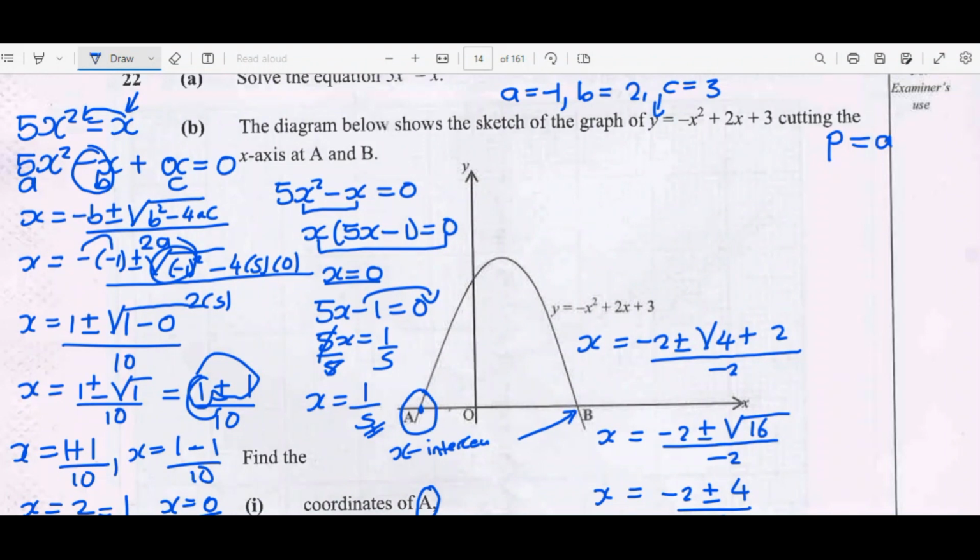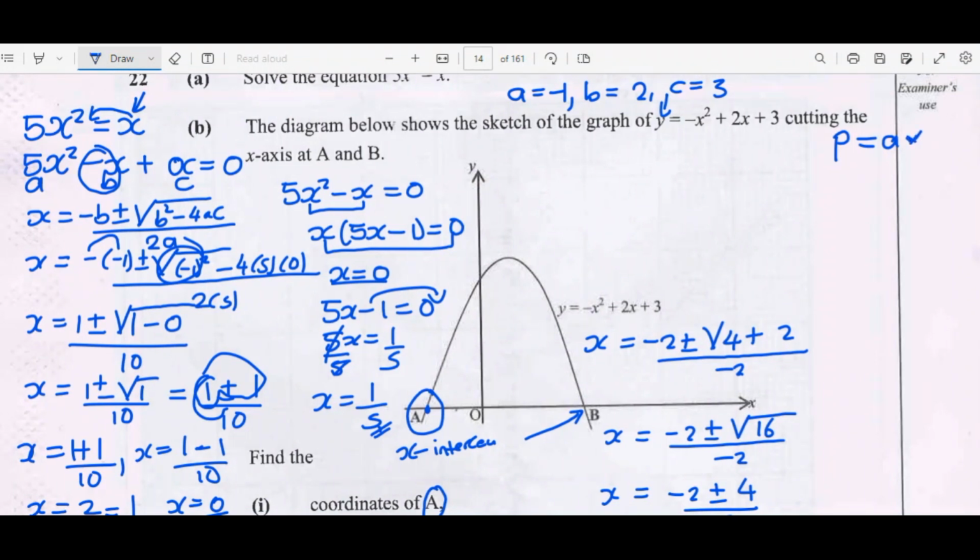So negative 1 times 3 will give us negative 3. So this is our product. Then the sum is equal to B, the value of B, with the sign. So in our case, we have 2. Now the challenge is about finding the factors. But let's see how we can simplify. So the best way to find the factors is to use the product. So our product is negative 3.